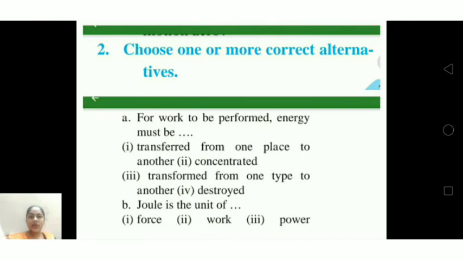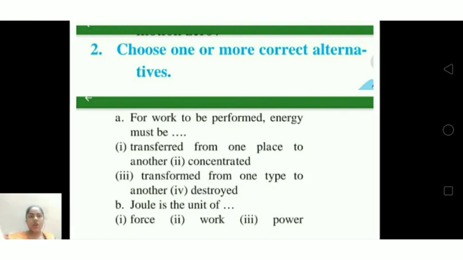Then there is a second question, choose one or more correct alternatives. So here: for work to be performed, energy must be transferred from one place to another, or concentrated, transformed from one type to another, or destroyed. You have to note down the correct answer. And the second one is, joule is the unit of force, work, power. So correct it and write it down on your copy.